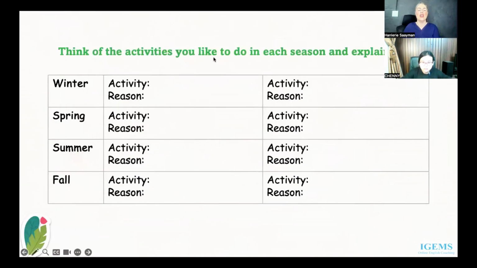That was really good. Okay, so what we're going to do is think of the activities you like to do in each of the seasons and explain why. So think about what you like to do in winter. Think of the activity and then give a reason why. Then do the same for spring, summer, and fall. I'm going to give you 1 minute to think about it, and then you are going to tell me. Are you ready? I'm ready. Okay, great. Your 1 minute starts now. Okay, I'm ready. Fantastic. Let's get started.